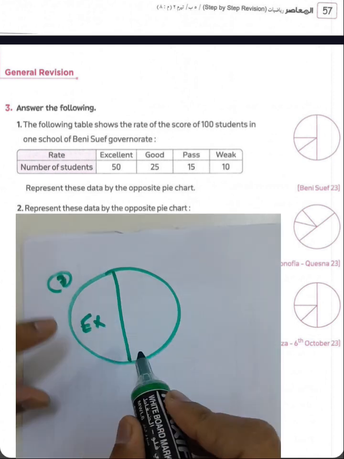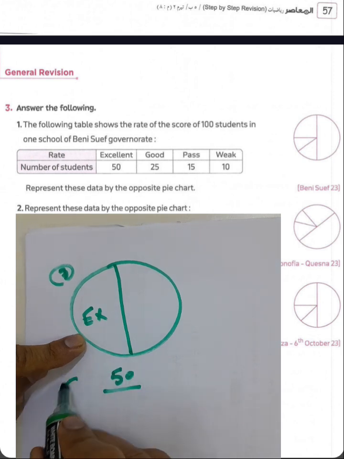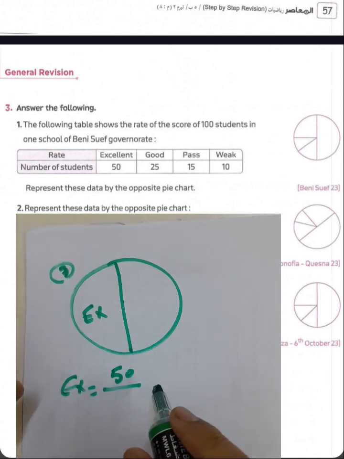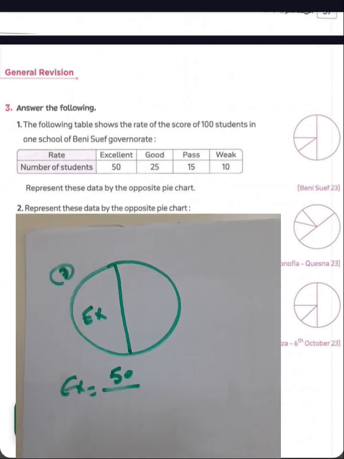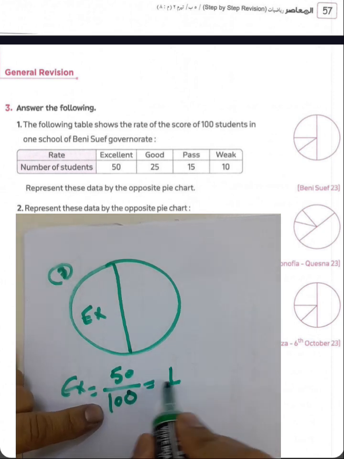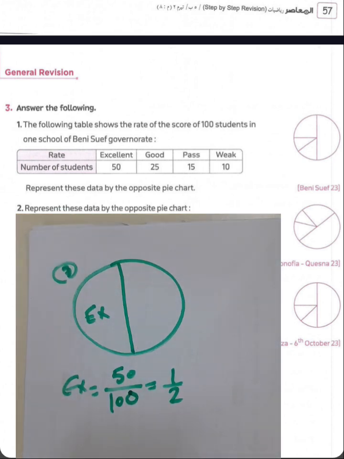Okay, excellent is half, 50. We can write 50 over the sum of all the numbers. 50 plus 25 plus 15 plus 10, what will it be? It will be 100. Then 50 over 100, the ratio will be half. Then this part represents excellent, half of the circle.